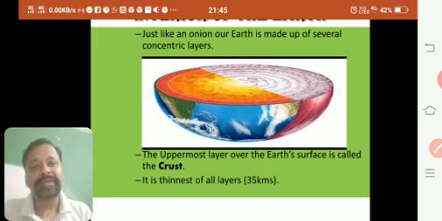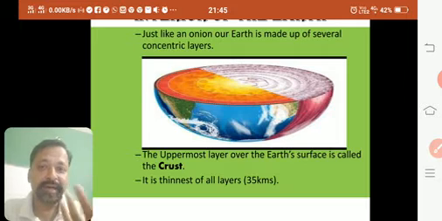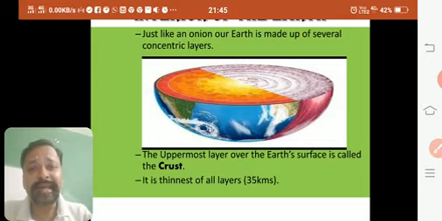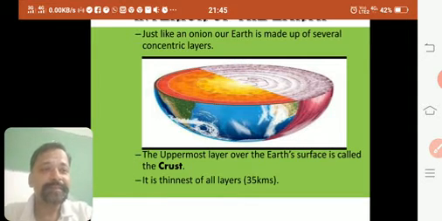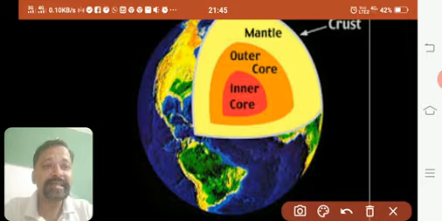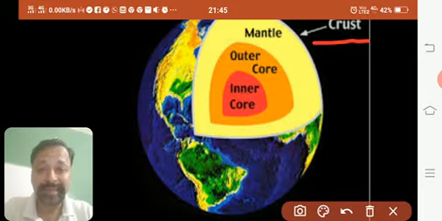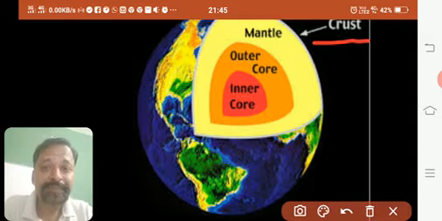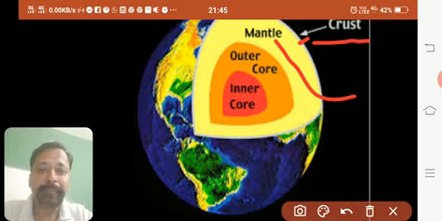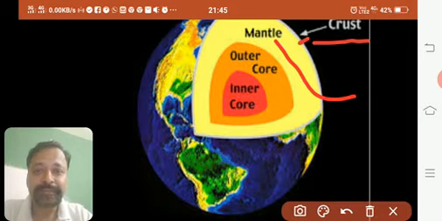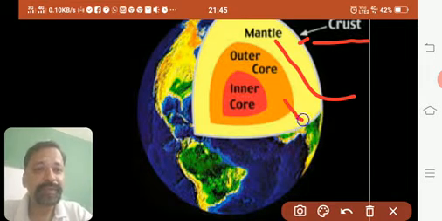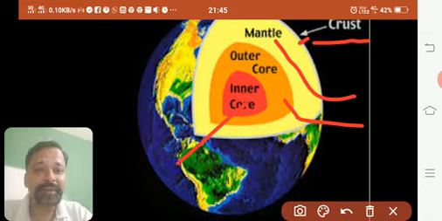Now we'll see what are the different layers of the Earth. Like we discussed, Earth has many concentric layers like an onion. So what are those layers actually? We'll try to see that. Now see here, the first layer is called crust, which is the topmost and thinnest layer. It is only 35 kilometers in thickness. Then we have the second one, mantle. We call it mantle, not mental, mantle. Then we have the core. We have two cores: the outer core, the orange one, and the inner core, the red one.